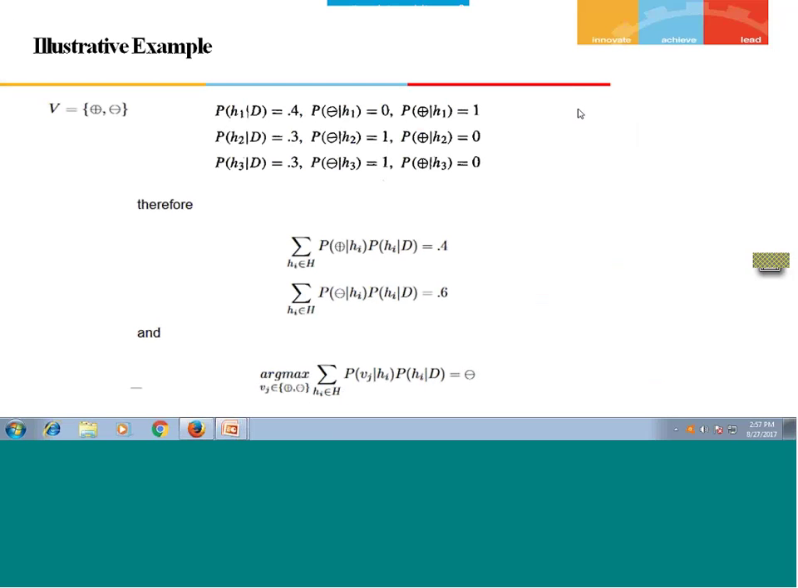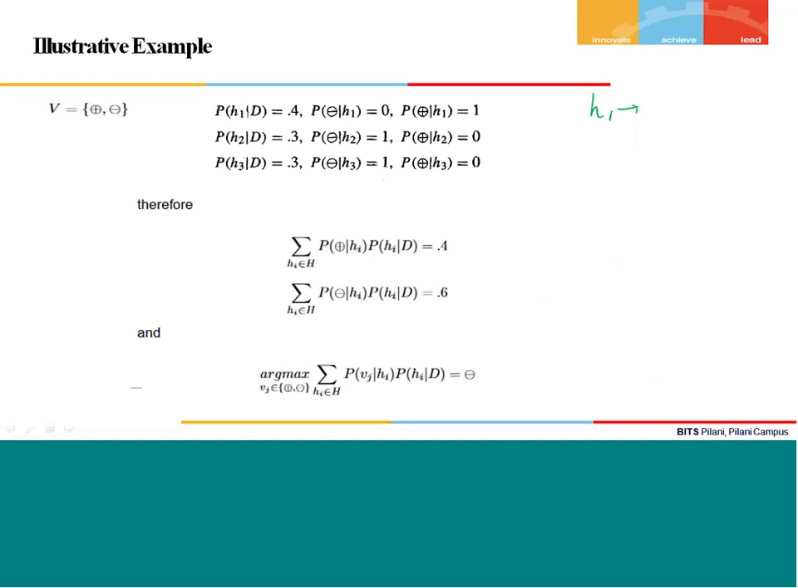What I was saying is that my hypothesis H1 is classifying it as positive, my H2 is classifying it negative, and my H3 is classifying it negative. Now given the data, my hypothesis H1 has probability 0.4, H2 has 0.3, and H3 has 0.3. So this is my hypothesis probability given the data. Once I have my hypothesis, what is the probability that it will classify it negative? It is 0. Let's say this is the case.